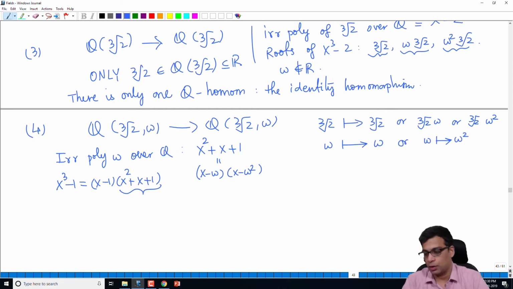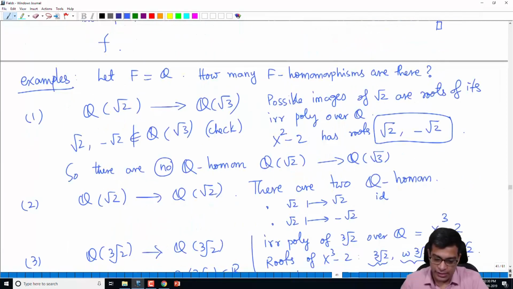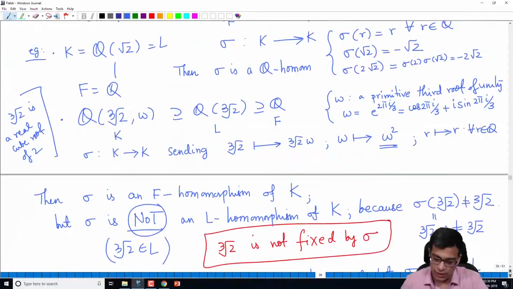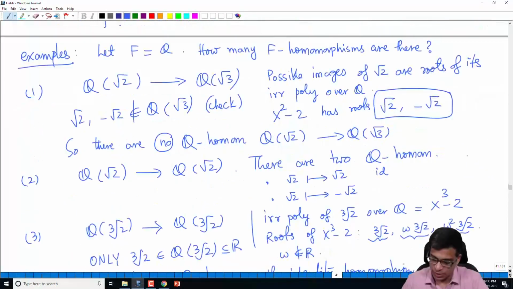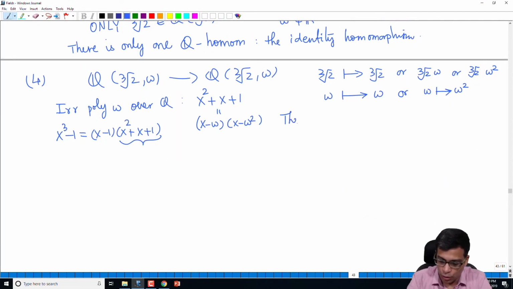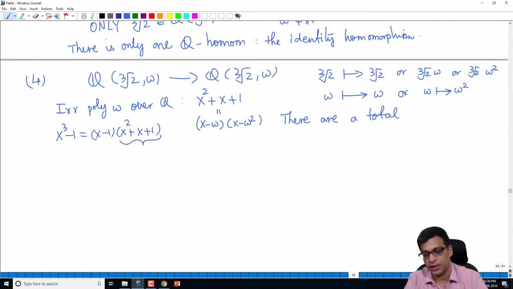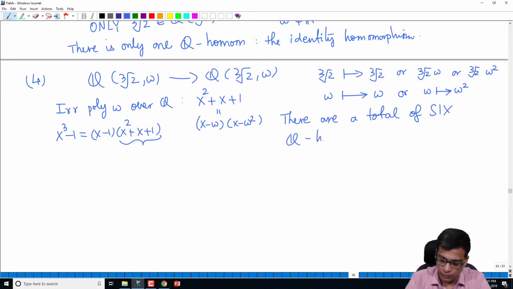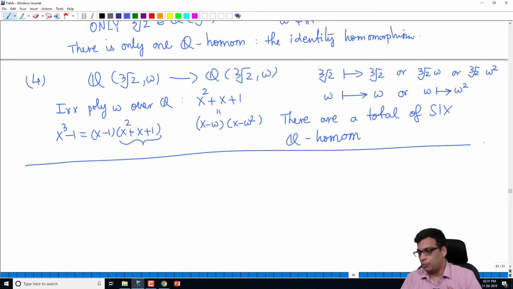Omega can go to omega or omega can go to omega squared, and these are independent. What you choose for the first one, namely cube root of 2, is independent of what you choose for omega. In the example that I wrote earlier in this video, I chose one such thing. Cube root of 2 goes to cube root of 2 omega, omega goes to omega squared. You have any number of such things here. So there are a total of, because these are independent and the first element has 3 choices, the second element has 2 choices, there are a total of 6 Q homomorphisms here. Okay, so this tells you what the possible images of algebraic elements are.